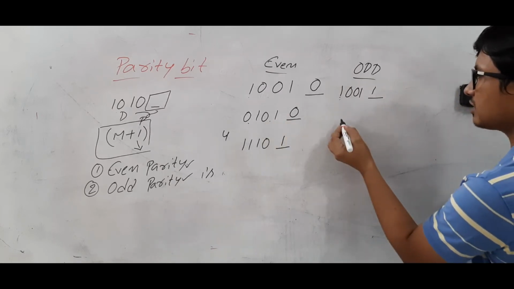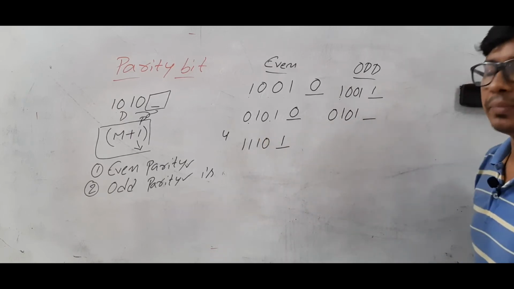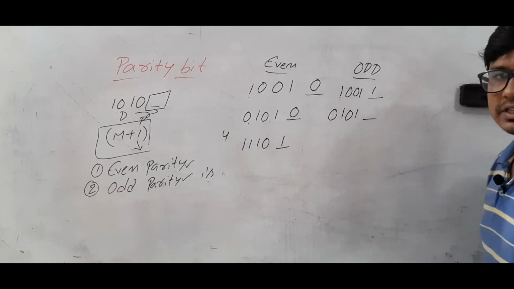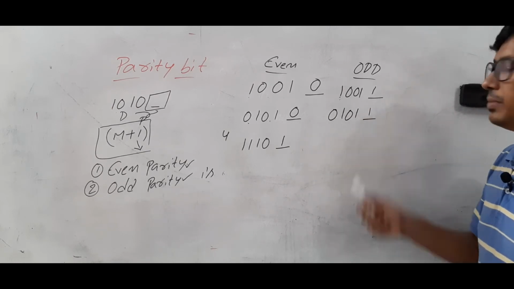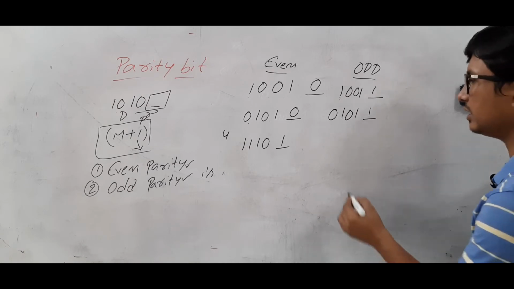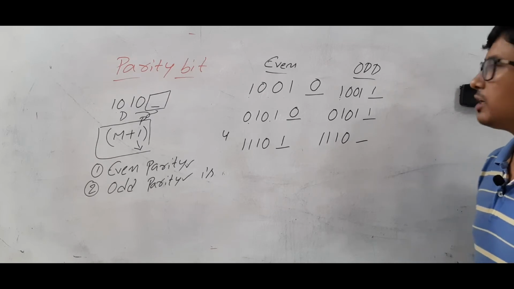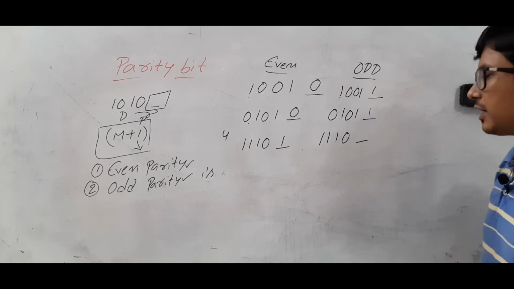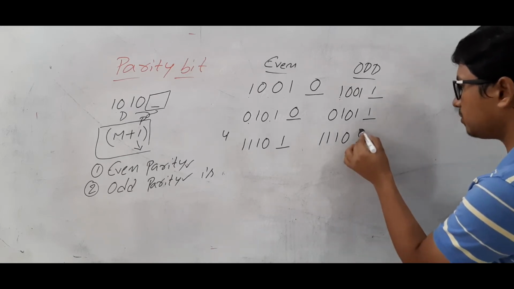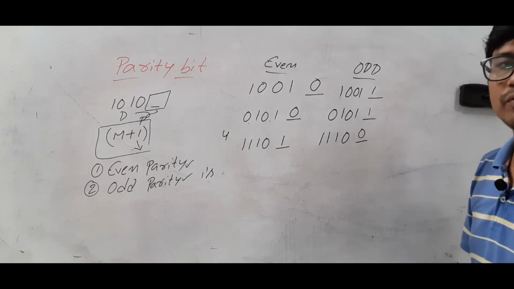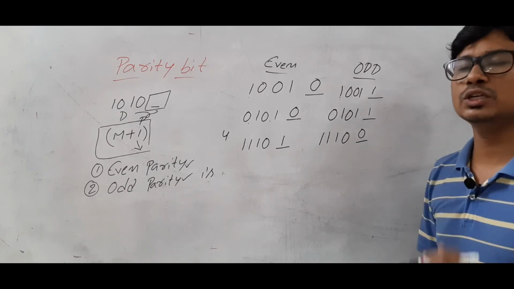Okay, similarly for this one, if I check, what will be the number of ones here? The number of ones is even, so I will add 1 in the parity bit. It will be odd parity totally. If it is 1, 1, 1, 0, then check what will be the parity bit. If you want to use the odd parity mechanism, the number of ones is already odd, so if you add the parity bit as 0, then totally the number of ones in the data plus parity bit is equal to 3, which is an odd number.